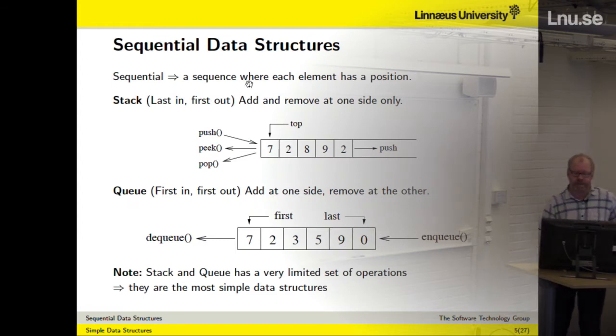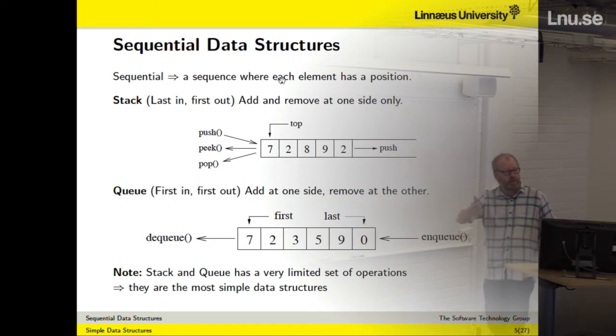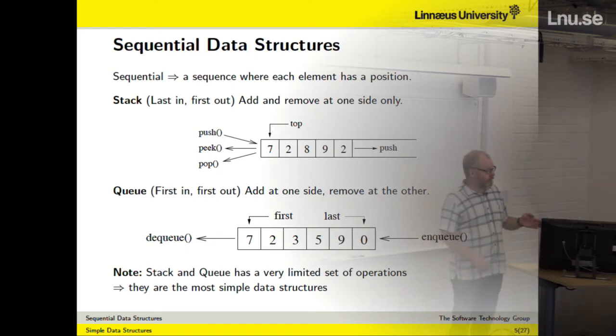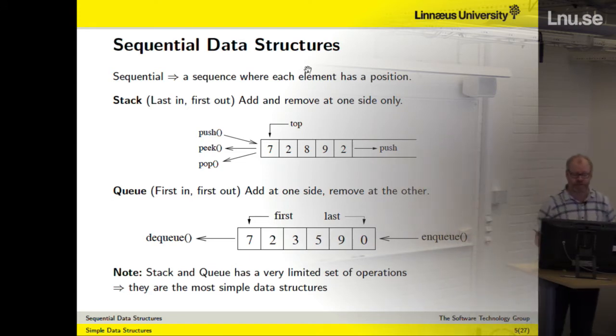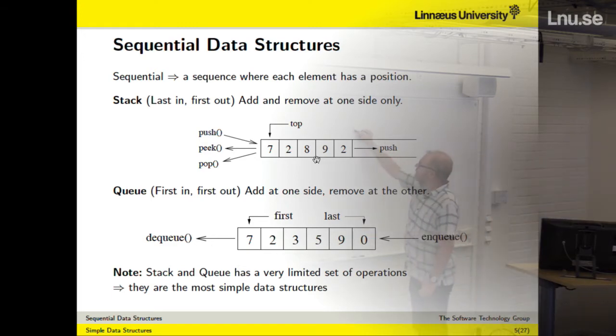The simplest data structures are all sequential. With sequential, I mean that they have a position. We have basically lined them up in an array, and each element has a certain position. So they are the sequential ones. The two simplest ones are the stack and the queue. A stack, I think of it as a pipe.